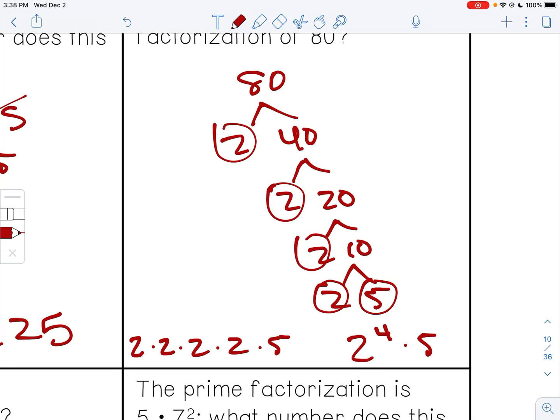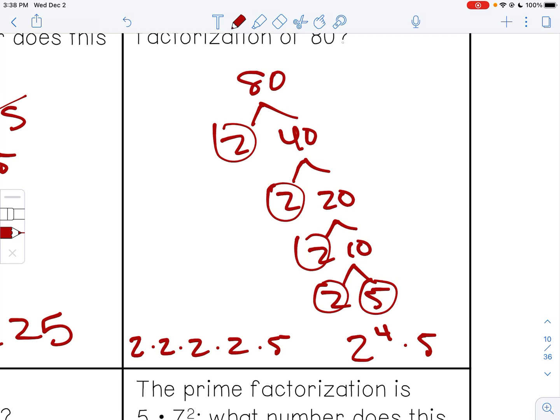So hopefully you get 2 to the 4th power times 5. Okay, so I did 80 and I picked 2 factors, 2 and 40. 40 is not prime, so I have to keep going. I picked 2 and 20 as factors of 40. 20 is not prime, so I had to pick factors of 20. I did 2 and 10. 10 is not prime, so I have to keep going and I get 2 and 5.